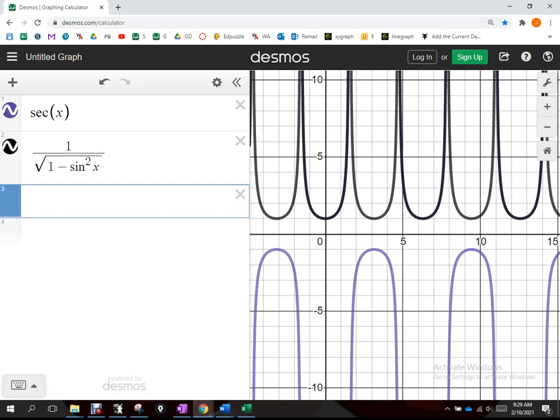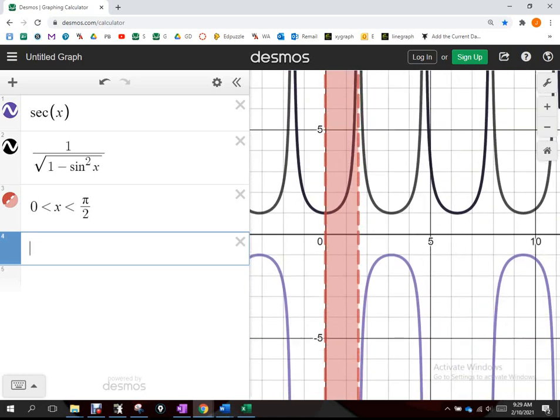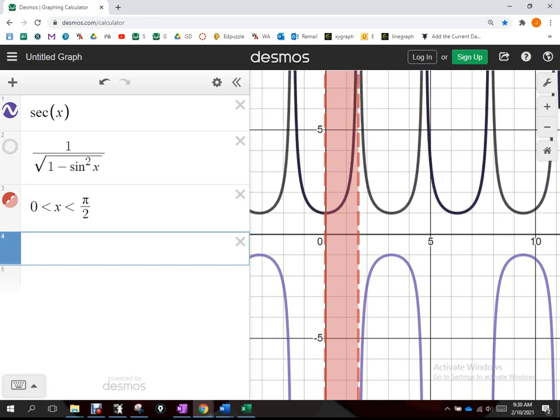So what I'm going to do right here is go between 0 and 90, but the way that Desmos is set up, right now it's in radians, so I'm just going to go between 0 and pi over 2. So really all I'm interested in is looking at, are these two things the same in that red region? Does that make sense? And if I toggle them on and off, can you see the black overlapping the purple in that red region?